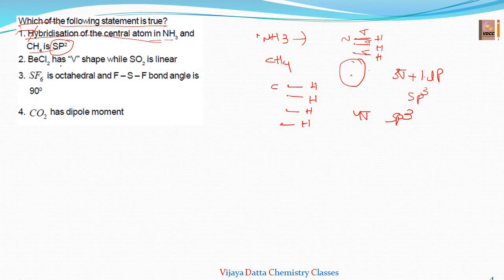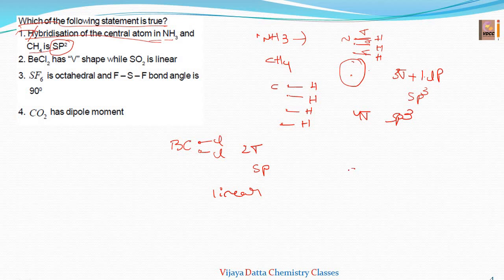Next, BeCl2 has a V shape while SO2 is linear. This is not correct, because beryllium chloride, which I explained in the previous slide, has beryllium belonging to the second group, so its valence electrons are 2. The 2 chlorines will form 2 bonds, so only 2 sigma bonds. So the hybridization is sp. It has no lone pairs, so it is linear, not V shape. That is wrong.